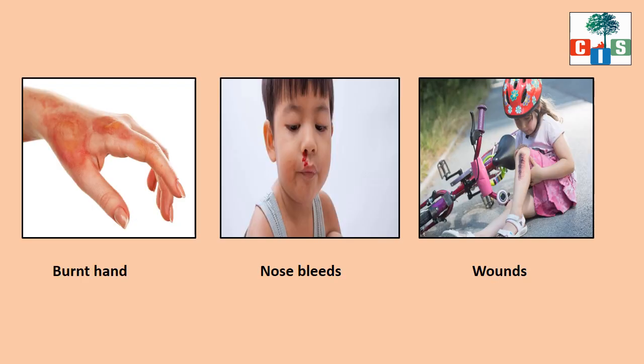So let's start. Here you can see three different pictures. The first picture is of a burnt hand. Yes, if we touch hot objects or mistakenly touch fire, our hands get burnt. The second picture is of a nose bleed. You can see the blood is coming from the nostril of that boy. And the third picture is of a girl who fell down from the bicycle and got a wound.